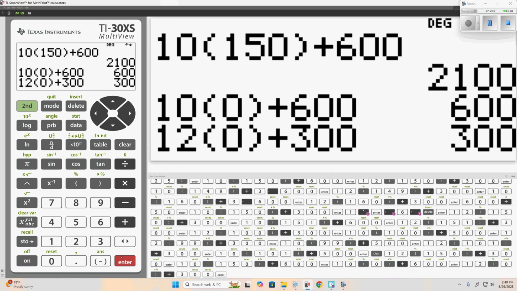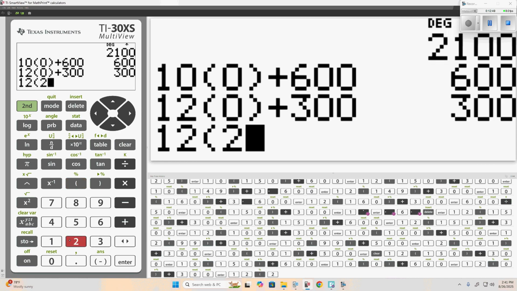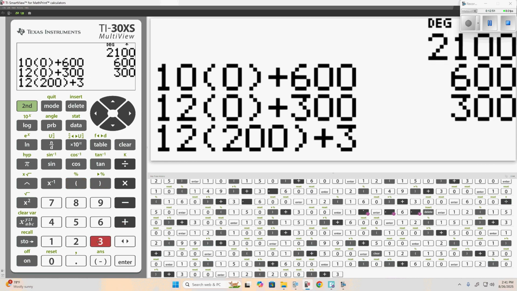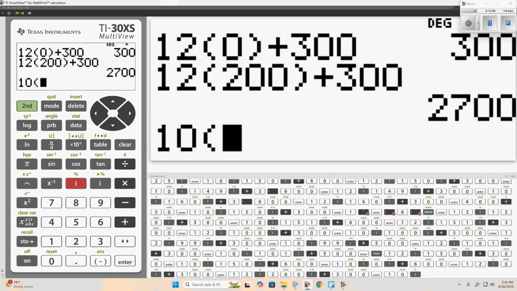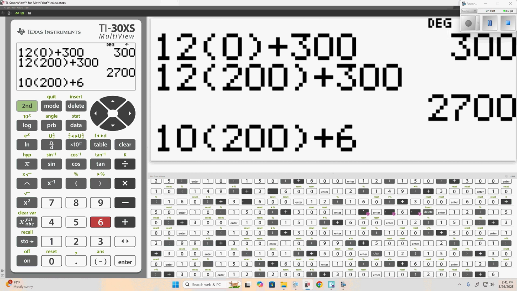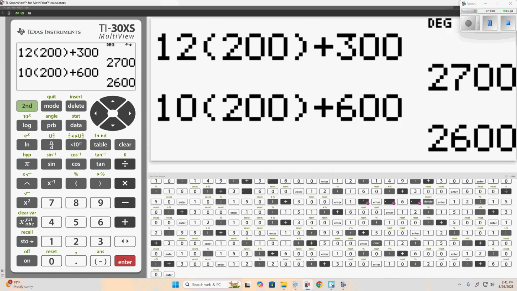So let's just say 200. 12 times 200 plus 300. Lakeside's now 2,700 for 200 students. Sunview is now 2,600. So it's $100 cheaper. So if we're talking about 200 students, it's going to make a little bit of a difference.